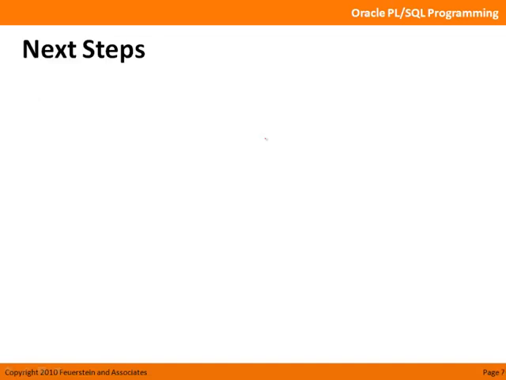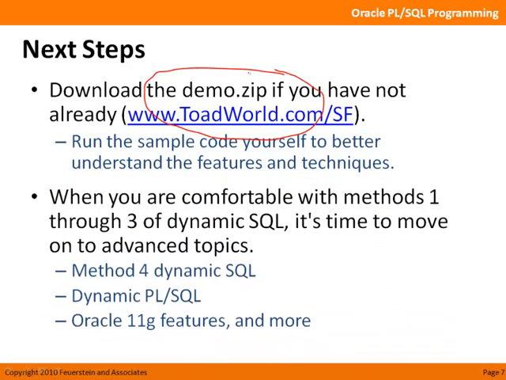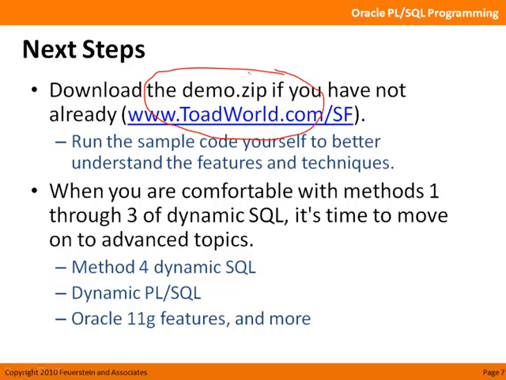Next steps. If you haven't already done so, download the demo zip file from toadworld.com/sf. Unzip that file, go back through this lesson, and for each of the slides in which I reference a file, you open that file, you run the code, you make sure that you understand exactly what's going on with each of the examples. And then, when you're comfortable with methods 1 through 3 of Dynamic SQL, those are the core basic common areas of functionality, then you can move on to the advanced topics.